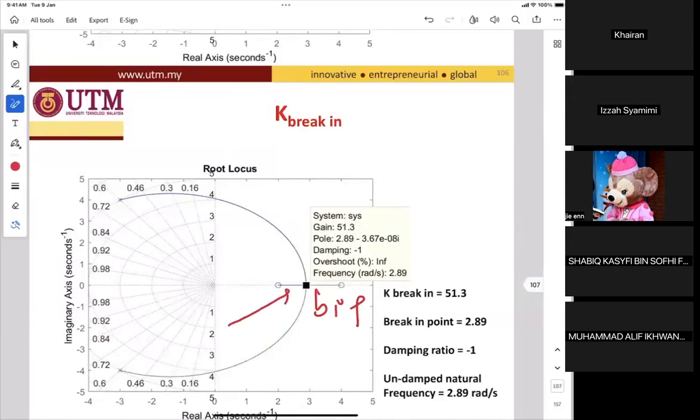2.89. Positive. 2.89, as Izzah said. And then Izzah, how do you calculate the gain over there?